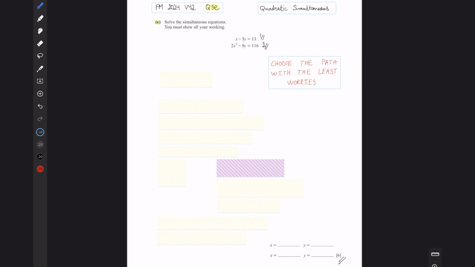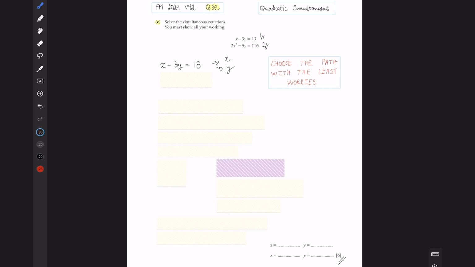That would be equation number 1, because everything is linear. Nothing is to the power of 2 or 3. Everything is to the power of 1. So we will go with equation number 1. And then from there, we need to make a variable the subject of the formula. What do I mean by that? I need to make x the subject of the formula here, or y the subject of the formula.